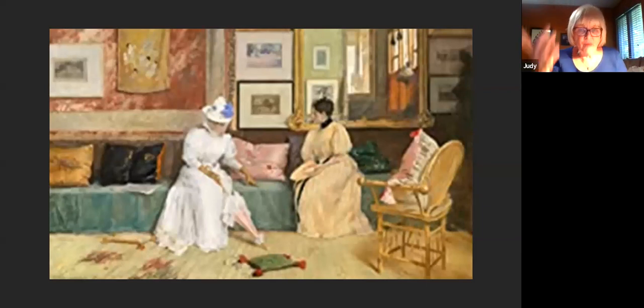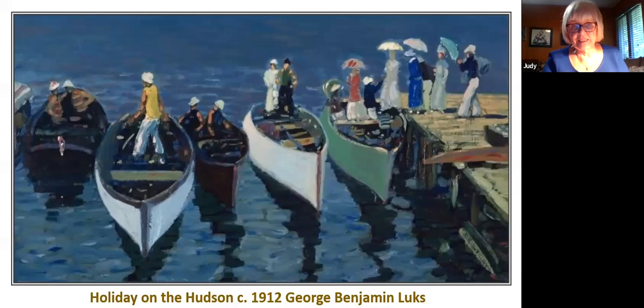And one more to show you what people were depicting in the Impressionist style. And here is this one. This is Holiday on the Hudson. This is by Benjamin Lucas. This we have at the museum. And again, you see the ladies with the umbrellas and the gentlemen going for a boat ride and so on.